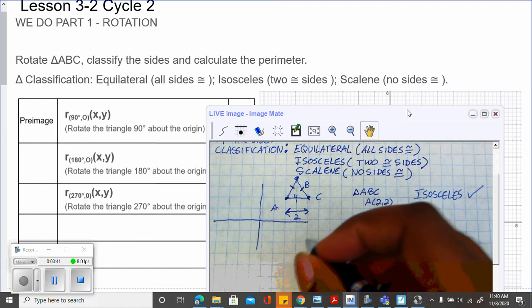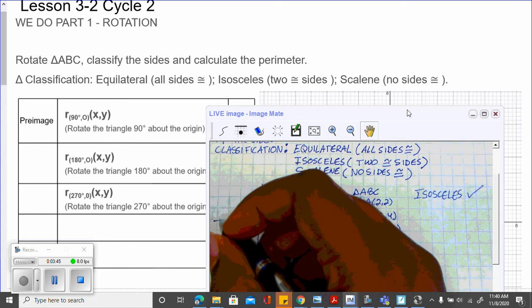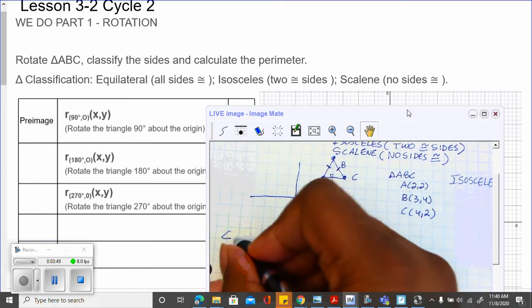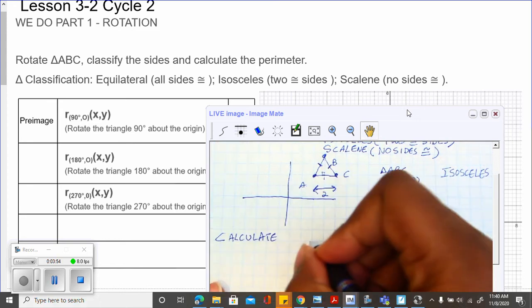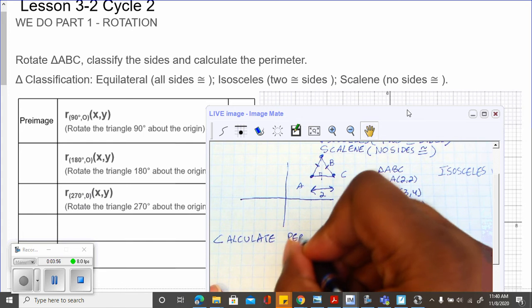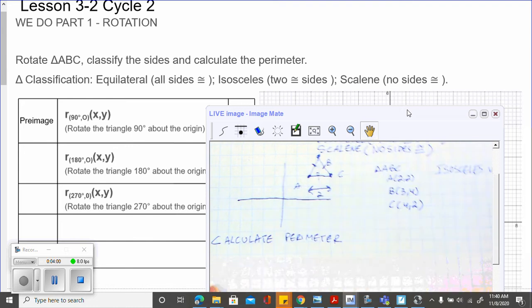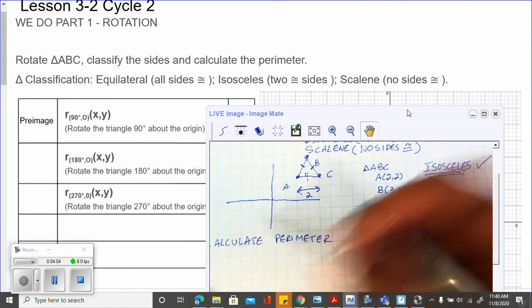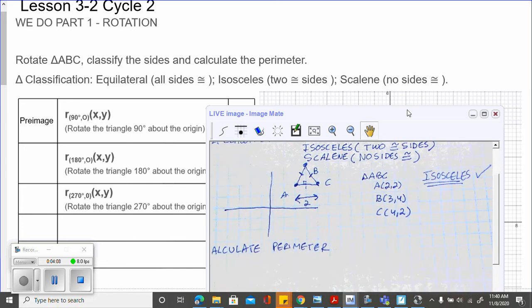Next, we're going to find the perimeter. So next we're going to write down on your sheet, calculate perimeter. We said it was isosceles because two of the sides were congruent. Now we're going to calculate the perimeter, which means we need to add up all the sides. So we can do it two ways.